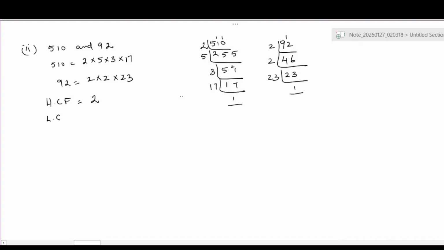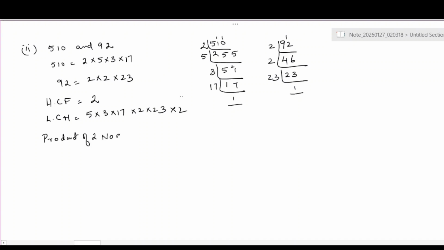So LCM will be simple. Apart from 2, you write all the other numbers. This repeating 2 alone, you write once. So leave this 2, write 5 into 3 into 17. Okay, so leave this 2 and write the rest, 2 into 23. This 2 is a repeating number, write only once. That's all.